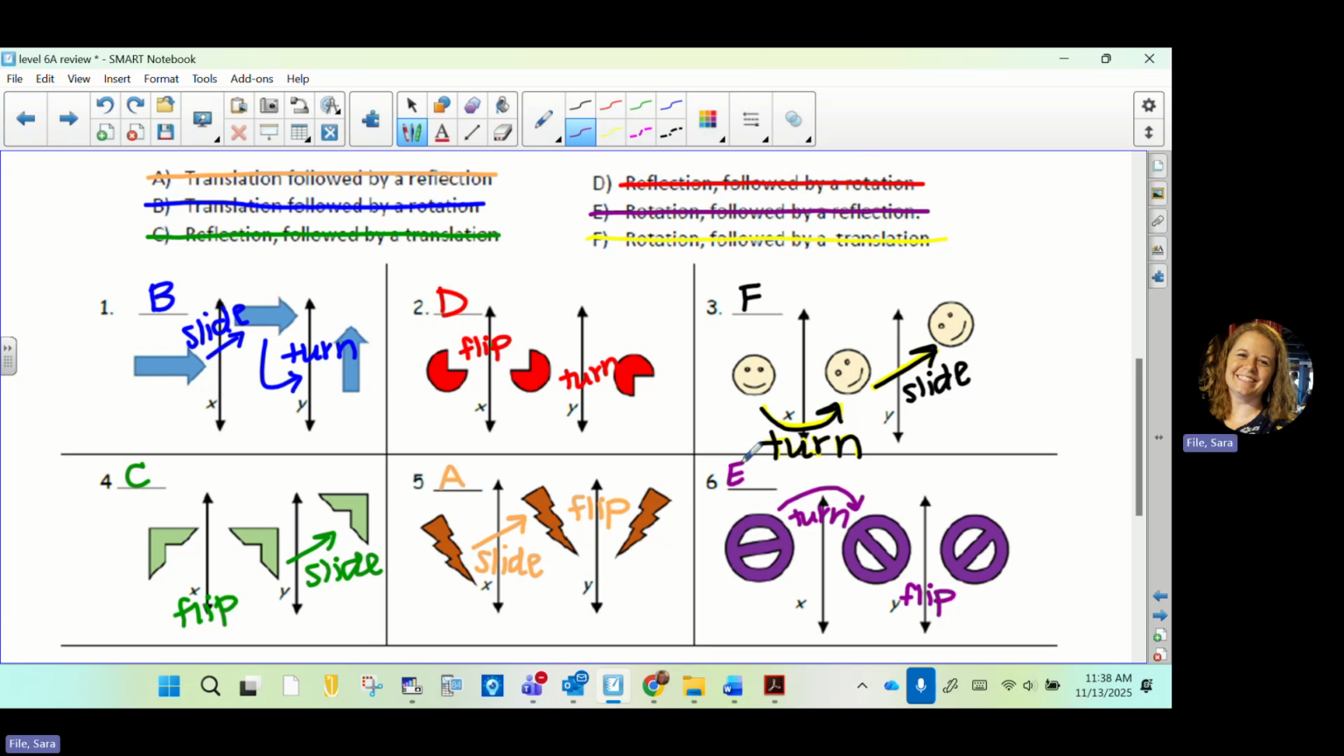We feel okay about those? So when you're doing this in Aware, I don't know if it's a drag and drop or how they have it set up, but you're matching these A, B, C, D, E, F with these images.